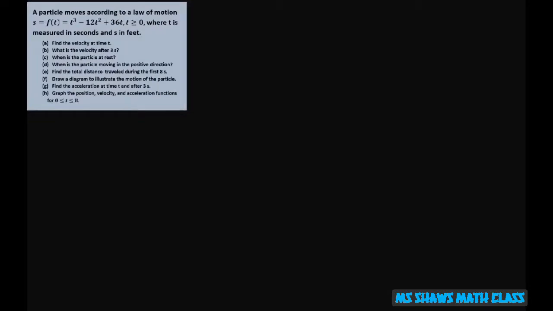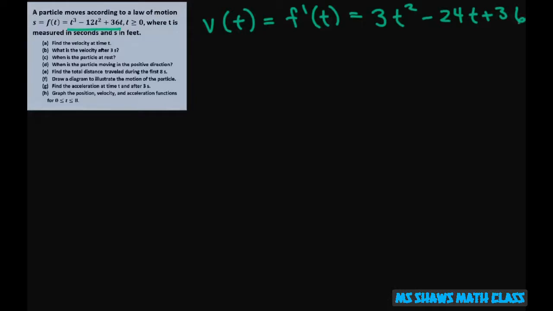We find the velocity. So for that, we're going to get the velocity v of t equals f prime of t. So when you take the derivative of this, you're going to get 3t squared minus 24t plus 36. And this is in feet per second. Usually we use meters.